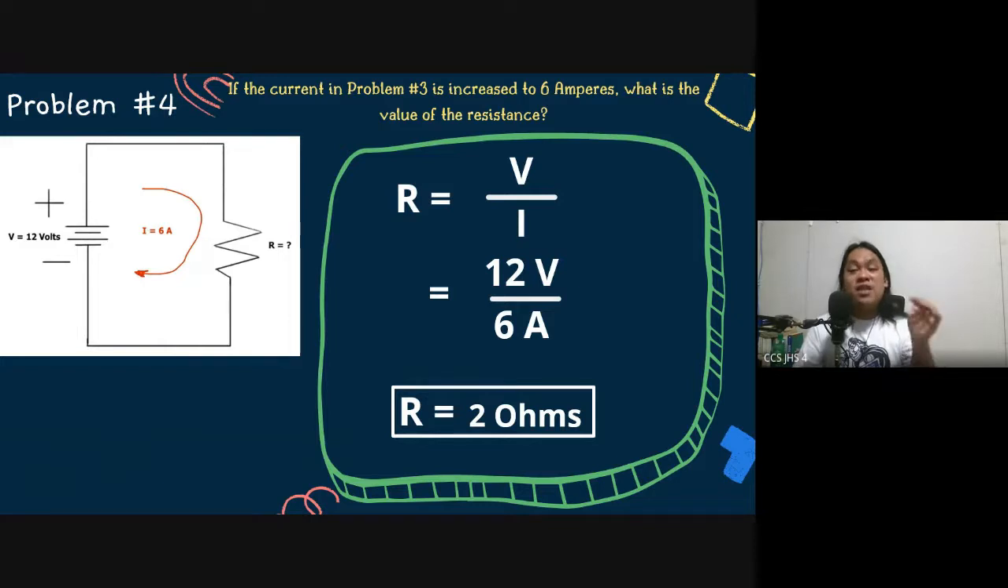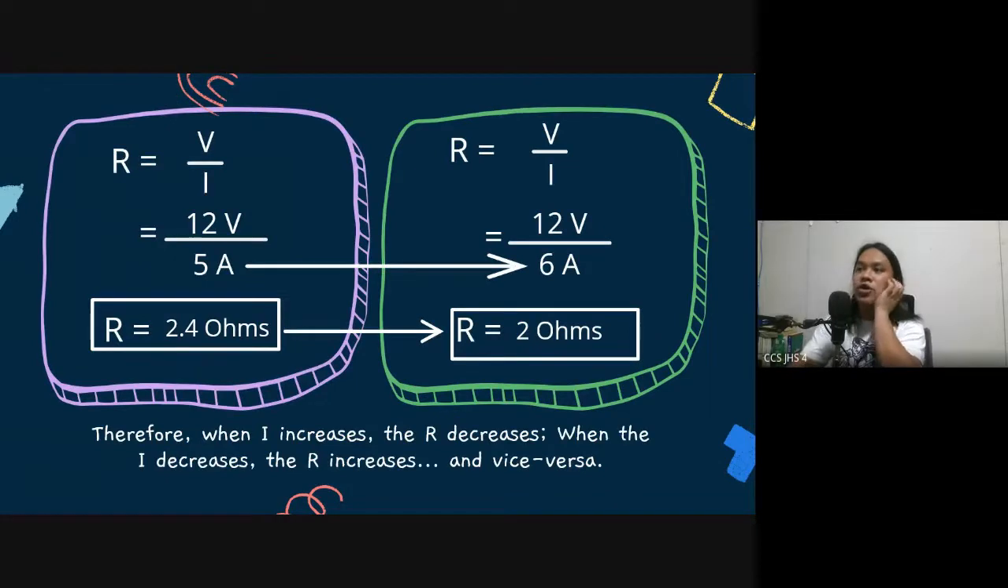So our current is inversely proportional to our resistance. Okay, very good. Yes, that's correct, no? Because when we increase the value of our current from 5 amperes to 6 amperes, the value of our resistance decreased, right? From 2.4 ohms, it became 2 ohms. So therefore, when current increases, the resistance decreases. And when the current decreases, the resistance increases and vice versa. So from here, we can say that Ohm's law is correct.